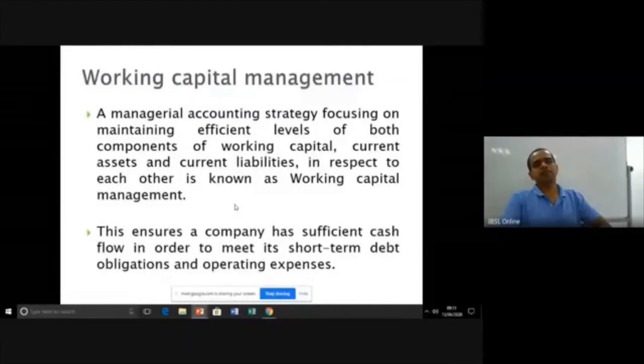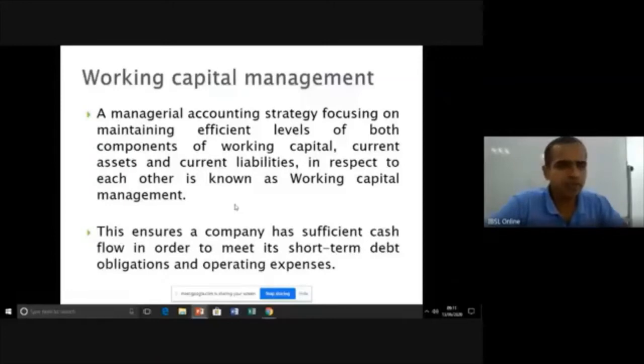Working capital management is a managerial accounting strategy focusing on maintaining efficient levels of both components of working capital, current assets and current liabilities, in respect to each other. Maintaining the just the right amount of working capital is called working capital management. Very, very important.